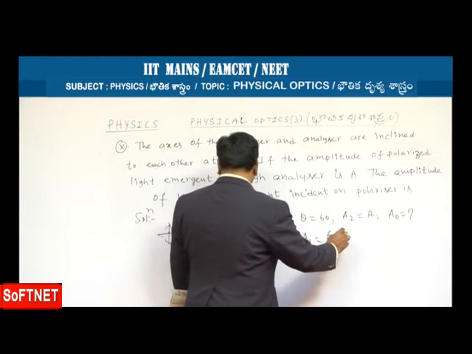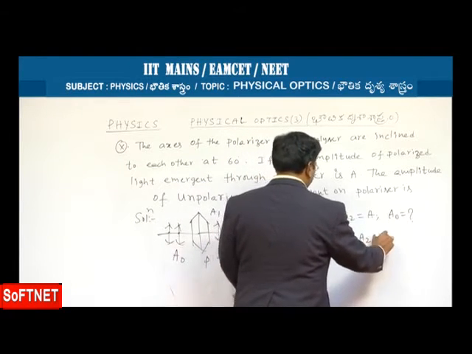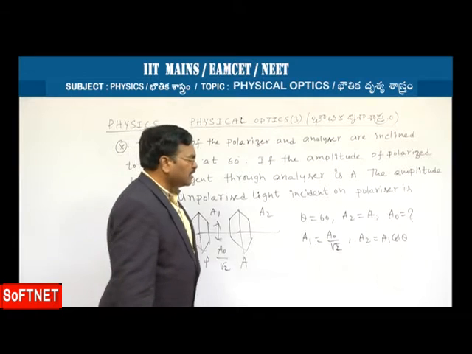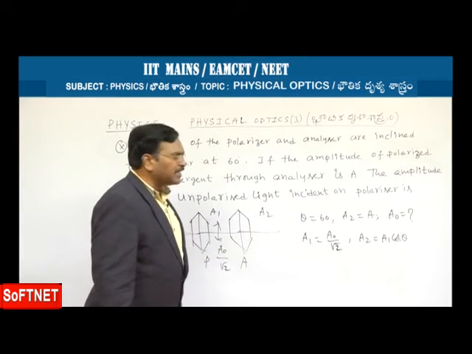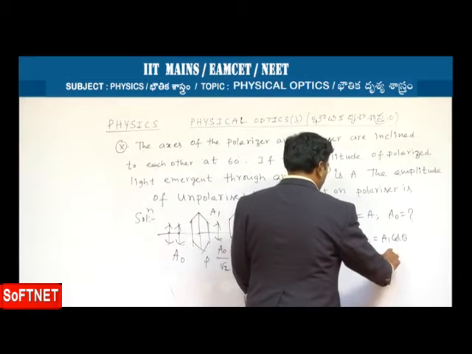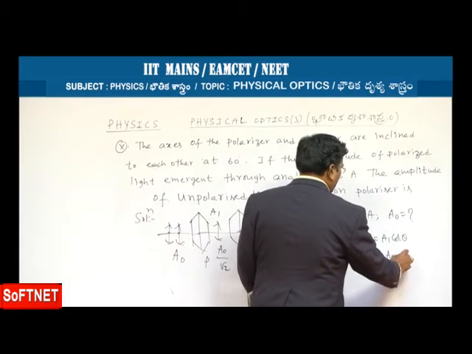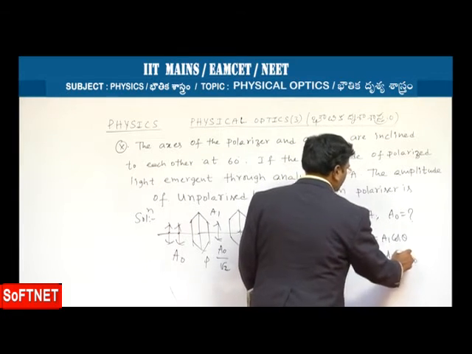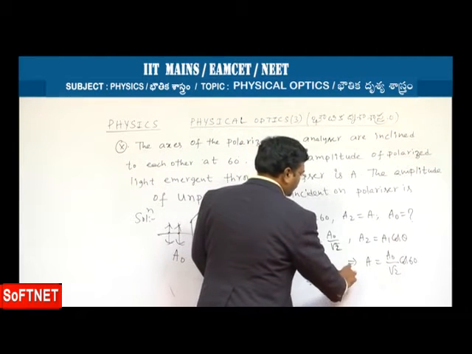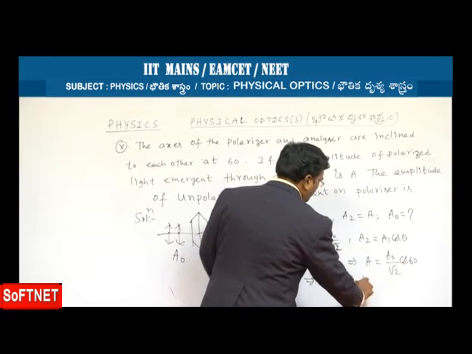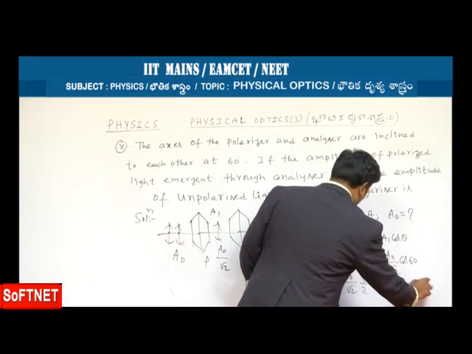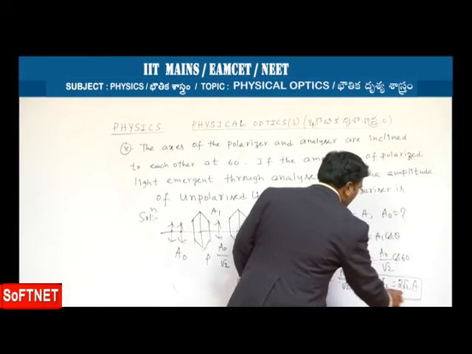Now A2, from this, is equal to A1 cos theta. According to the problem, A2 is equal to A. So A is equal to A naught by root 2 into cos 60 degrees. Cos 60 is 1 by 2. We do cross multiplication. A naught is equal to 2 root 2 A.